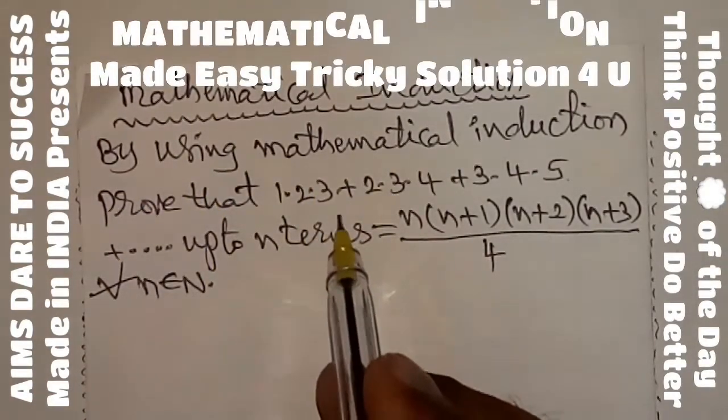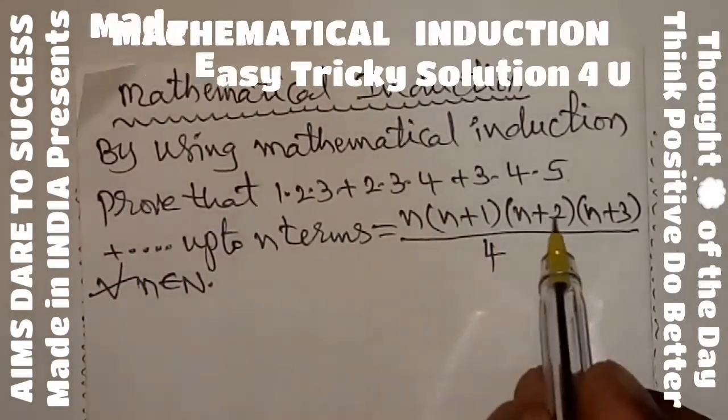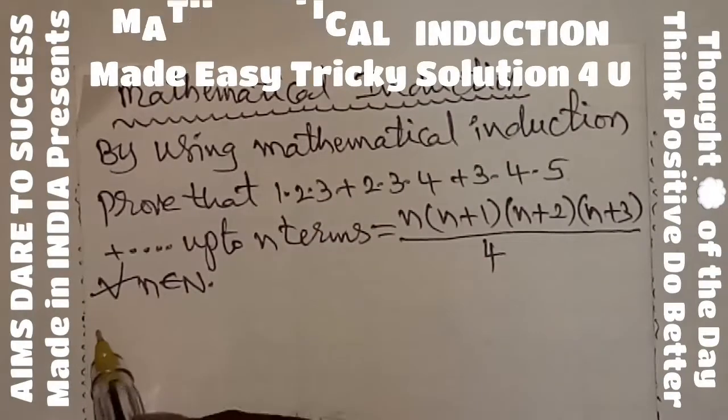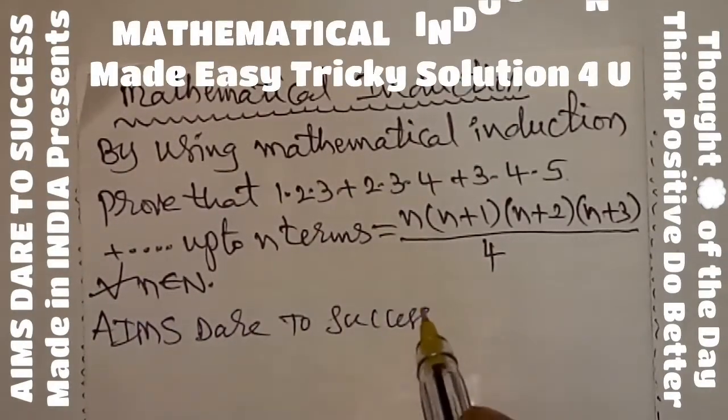Prove that 1 into 2 into 3 plus 2 into 3 into 4 plus 3 into 4 into 5 plus and so on up to n terms equals n into n plus 1 into n plus 2 into n plus 3 by 4 for all n belongs to N. This is the question, my dear students. I wanted to go directly to the solution.